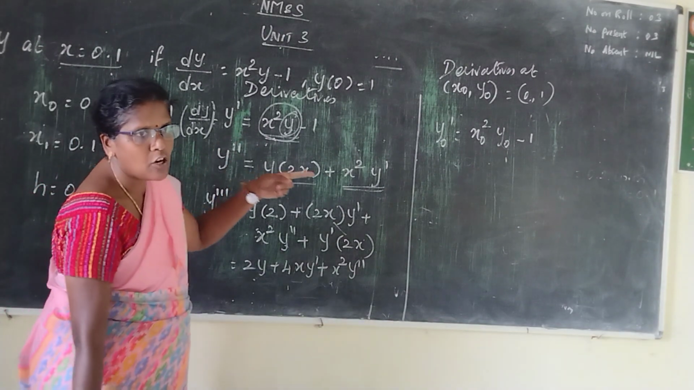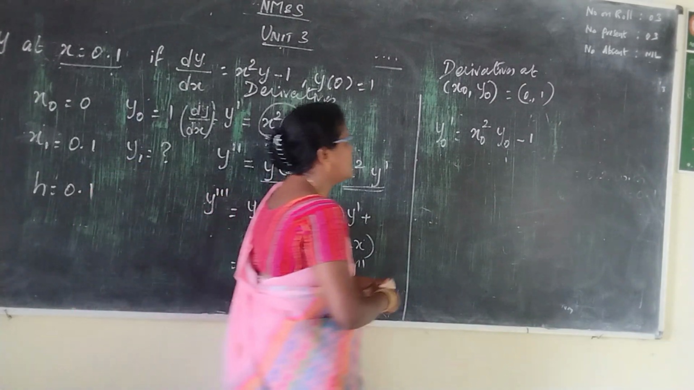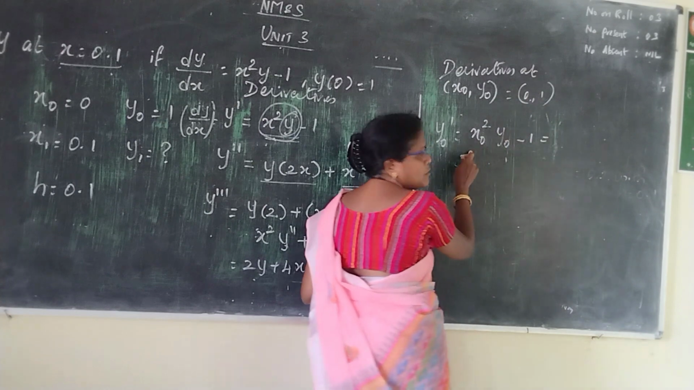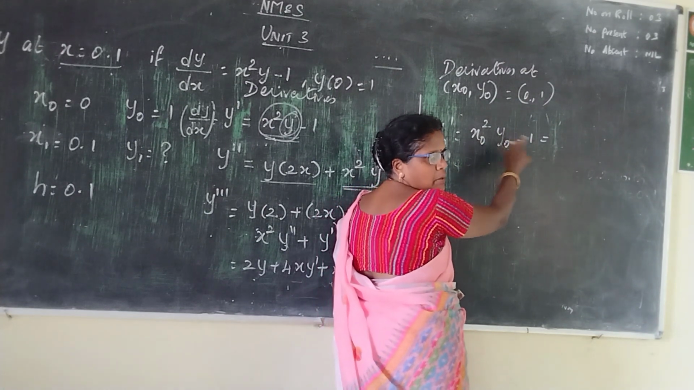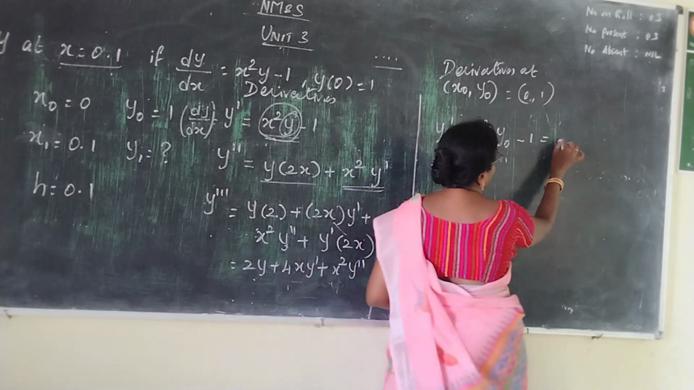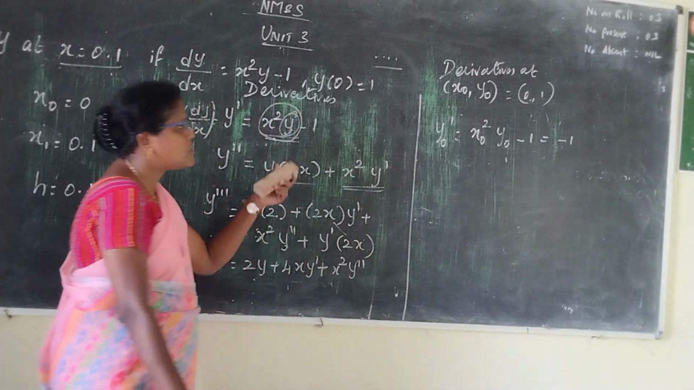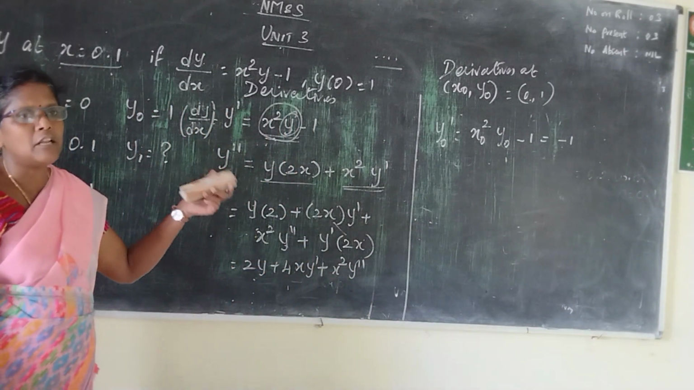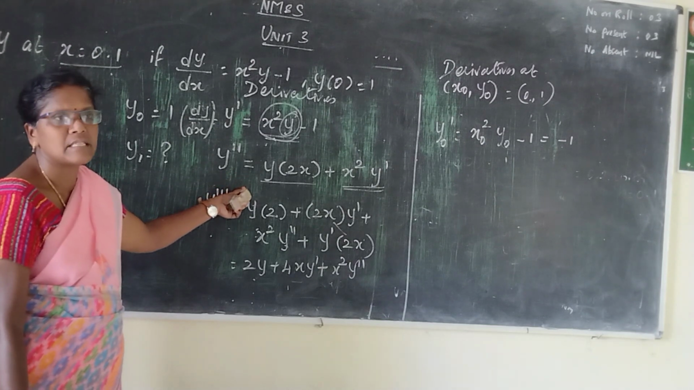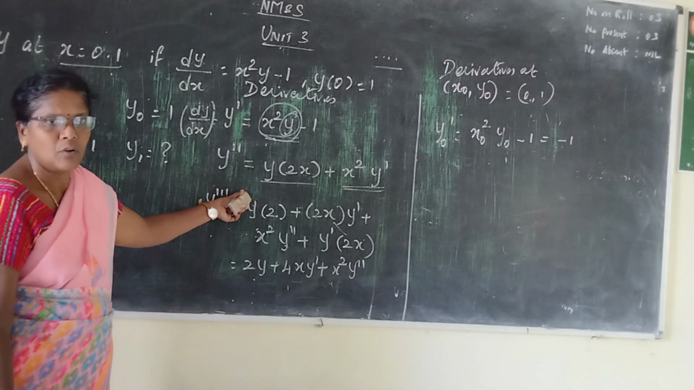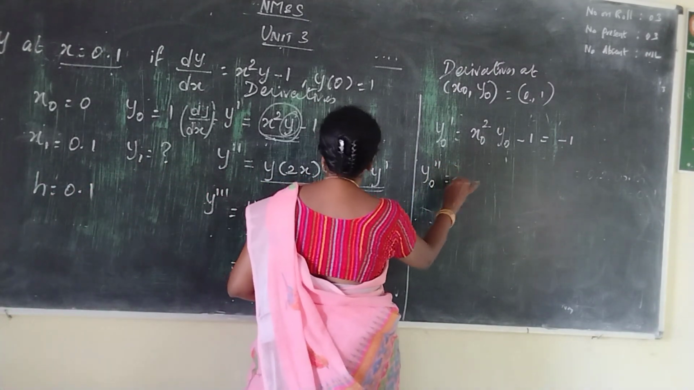To find the second column, replace x and y with x0 and y0. What is the x0 value for our problem? 0. And y0 is 1. So 0 minus 1 will give you minus 1. This is only for your understanding; you need not write x0 and y0 in all the terms. Directly, you can also substitute the x and y values in the formula. Now find the second derivative. y0 double dash will be equal to 2.